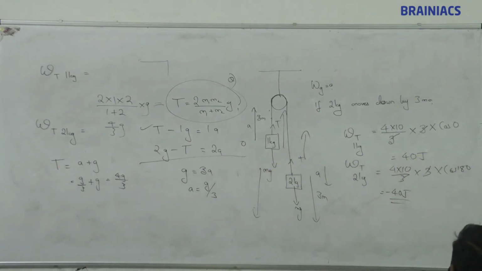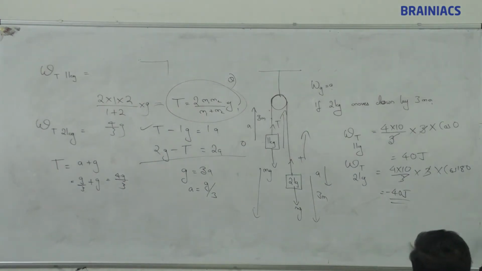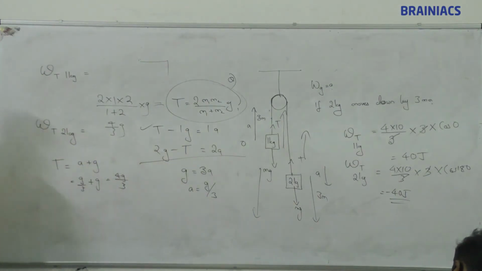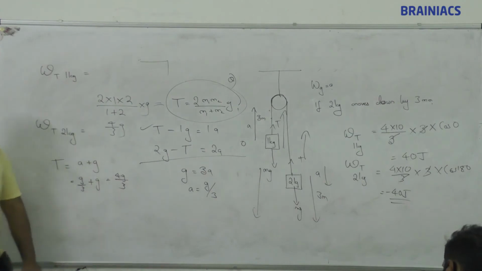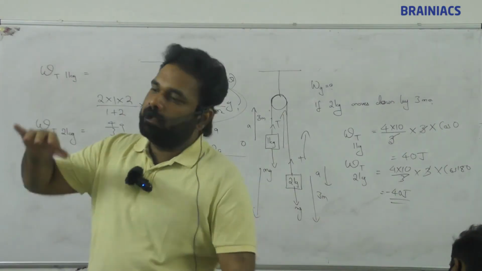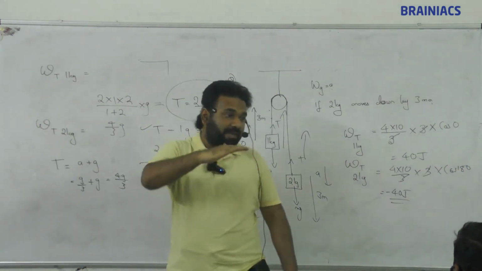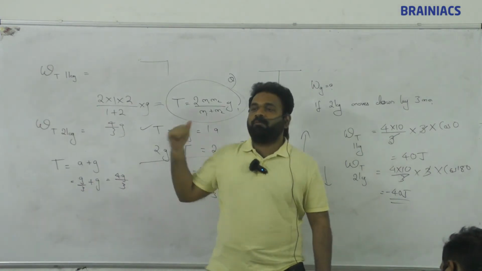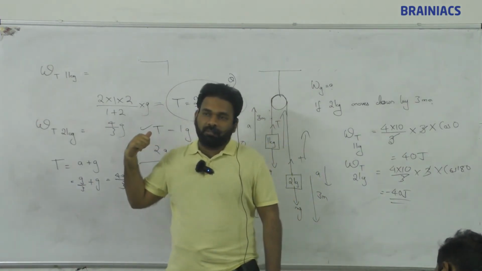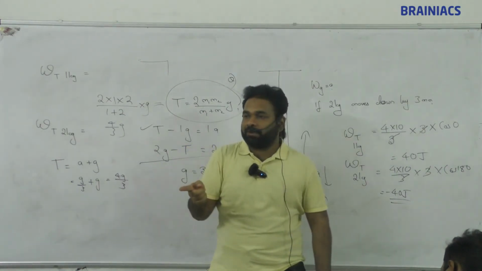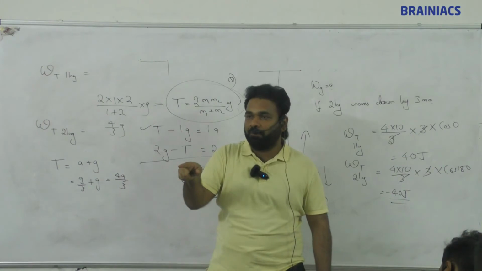Clear? A simple problem. Work done by gravity on 1 kg, 2 kg, work done by tension on 1 kg, 2 kg. If clarity is there, things are easy. See children, we are studying the very basics. If you are very strong in work, power, energy, throughout the physics this will help you. In electrostatics, in potential, everywhere it will come.